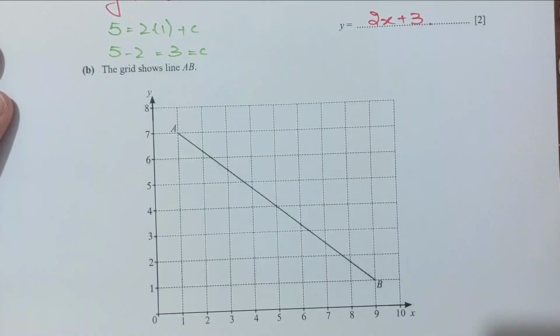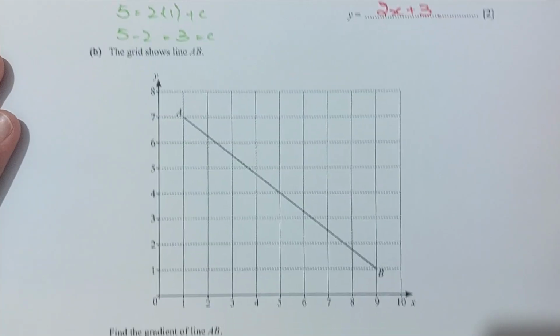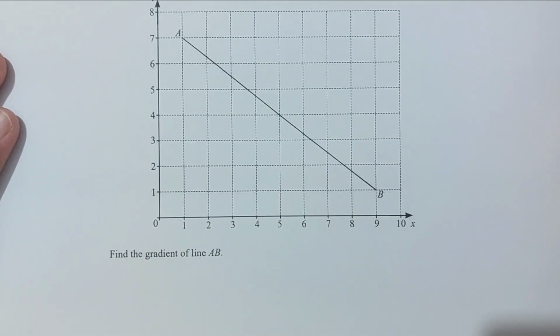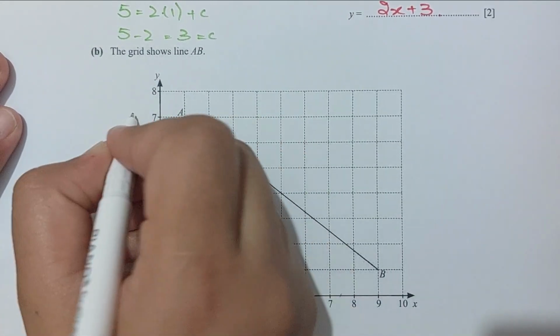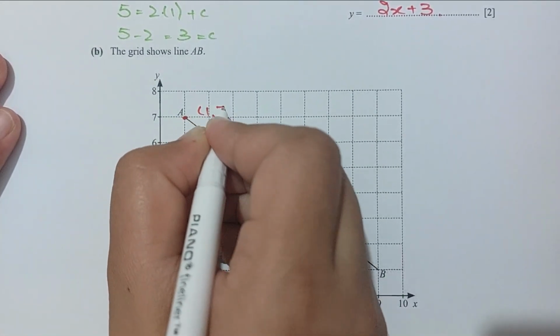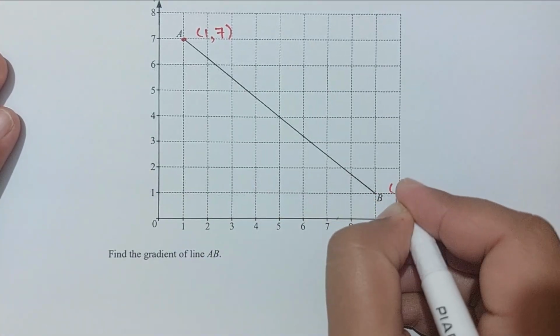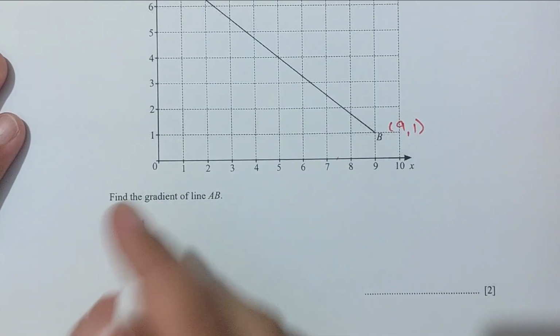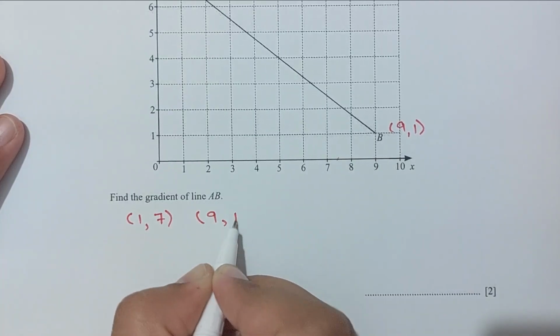Right. Now for part B, the grid shows the line AB. Find the gradient of the line AB. So let's say the point A is (1, 7). x is 1, y is 7. And for point B, the x is 9 and the y is 1. So we have 2 points, (1, 7) and (9, 1).